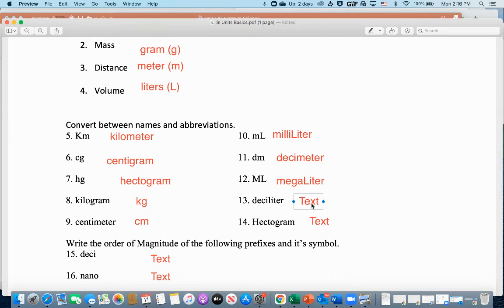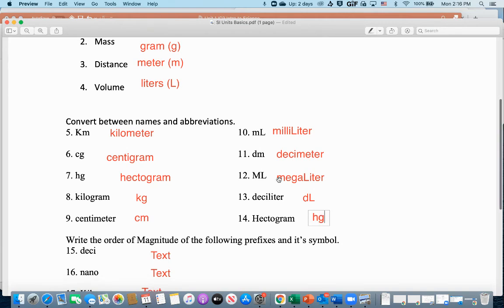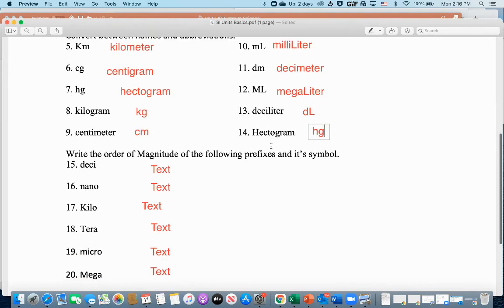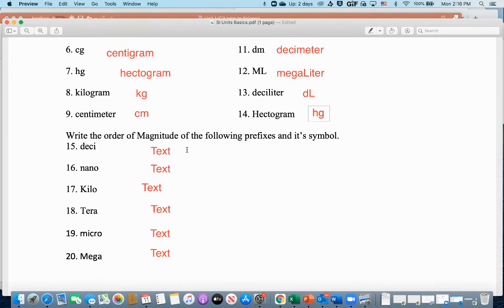Okay, deciliter. Okay, so we've already used deci right here. That's a little d. And then liter, so dL. And then hectogram right here. So H, we use hecto right there. That's why I know that. And then g. So I went from names to abbreviation to names on these ones. Okay, and then this one, I really just wanted you to get familiar looking at this table here.